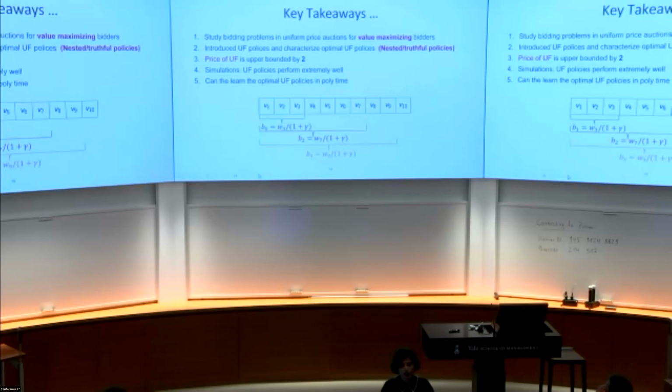We also characterize the price of universal feasibility. We show that it's upper bounded by 2, and in practical settings it's even much better than this factor. We also try to learn these optimal UF policies over time, and we show that this can be learned in polynomial time using existing algorithms.